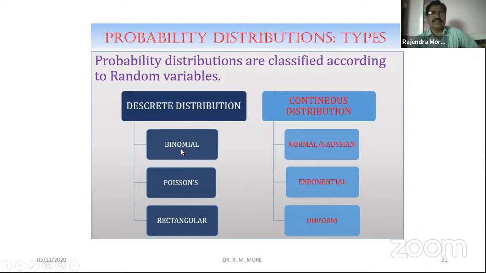Then this distribution has different types: binomial distribution, Poisson's distribution, rectangular distribution. There are so many, about 30 types of distributions. But in our syllabus, only these: for continuous distribution, normal or Gaussian distribution, and for discrete distribution, binomial and Poisson's distributions. The others are out of our syllabus, but I am trying to give 3 types of each, and therefore only the first and these 2 are important in our syllabus.